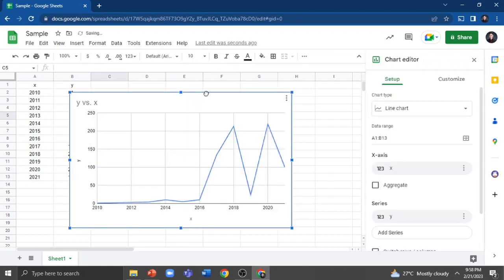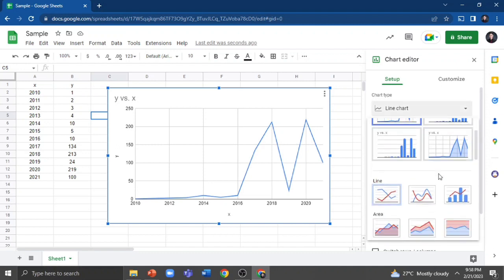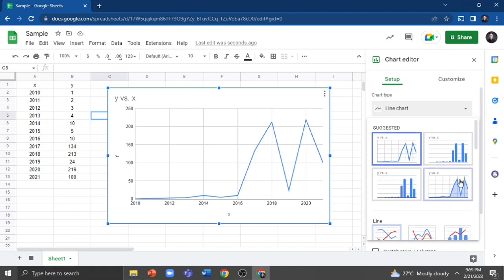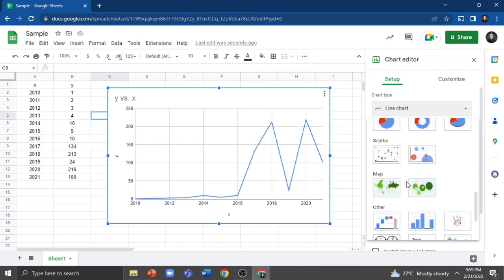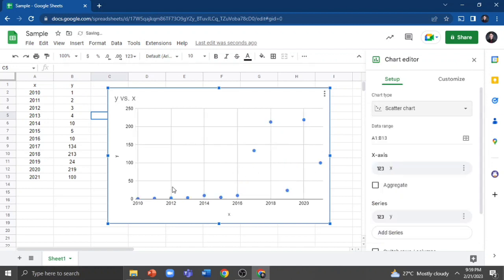Once you do that, you're going to see that it's a line chart. But you're not supposed to do a line chart. I repeat, you're not supposed to do a line chart. What you need to do is what we call a scatter plot. So all you have to do in setup is simply go down and go to scatter plot. Click the scatter chart, and as you can notice, the points are scattered.